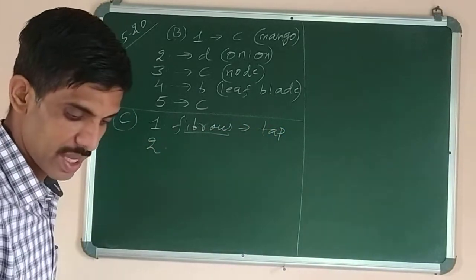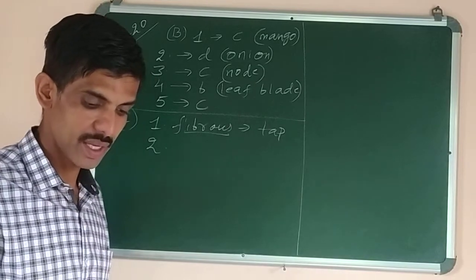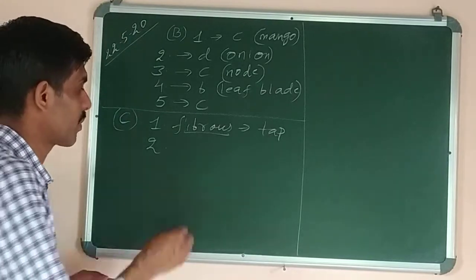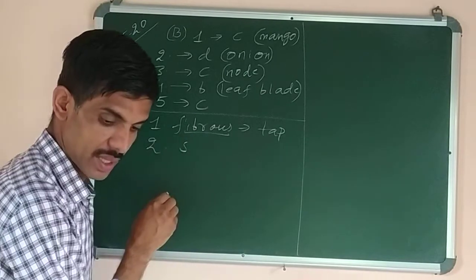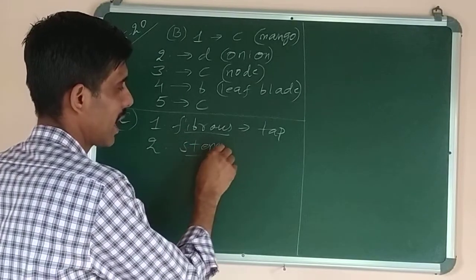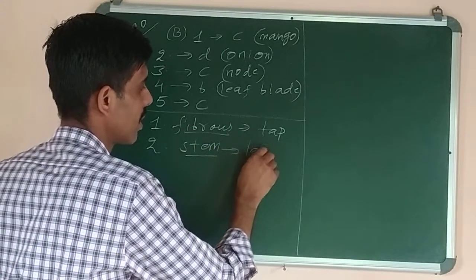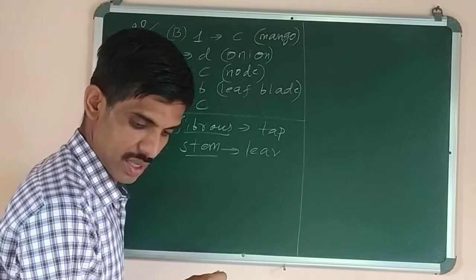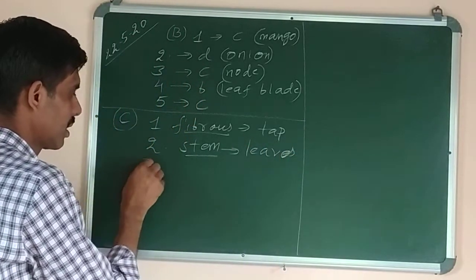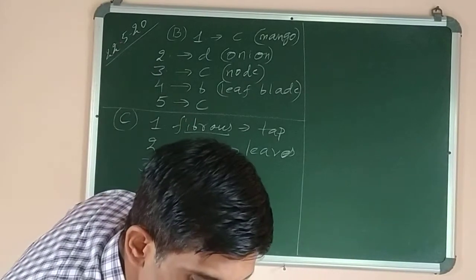Then second one is, the spines found on the cactus are modification of the stem. The spines are not stem modification. So what is written there? Underlined word is stem. Means it should be leaves, not stem. The spines are modifications of the leaves. Okay. Then third question is number 3.